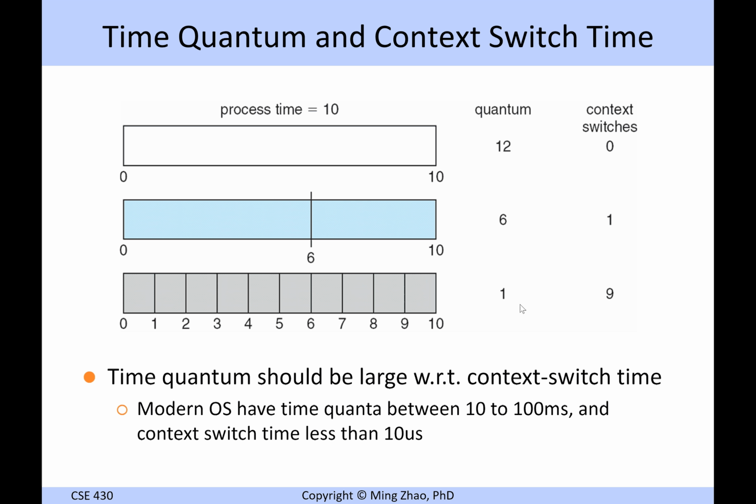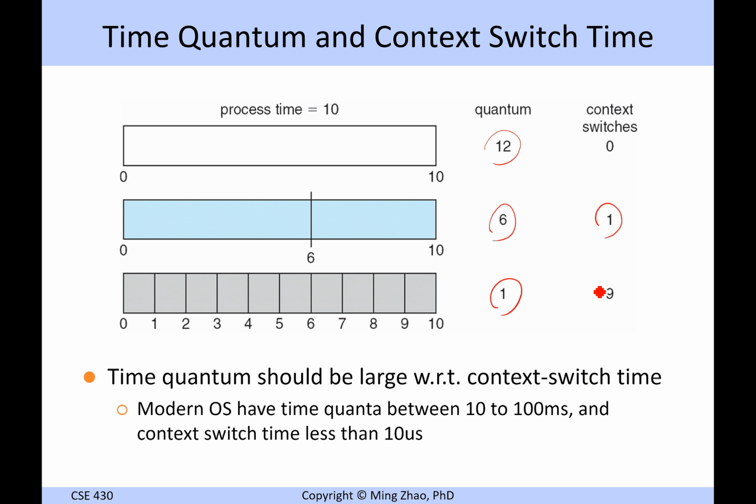In this example, we are looking at different values of time quantum. We have a process which has a processing time of 10 units of time. If we set the time quantum to 12, then there's no context switch while this process is running, because the CPU burst, which is 10, is less than the time quantum. When the time quantum is set to 6, there's only one context switch while this process is running. And if the time quantum is set to 1, there will be 9 context switches while the process is running, before the process finishes the entire CPU burst.